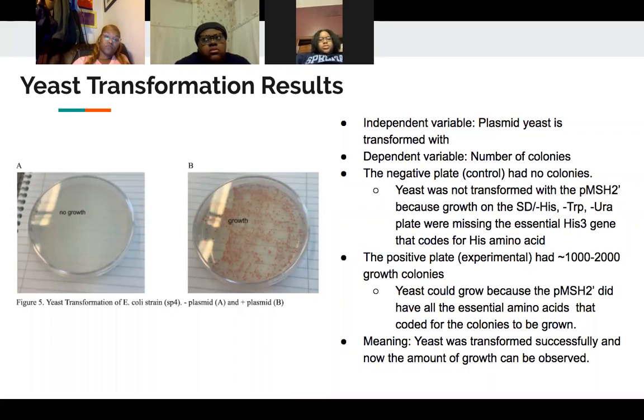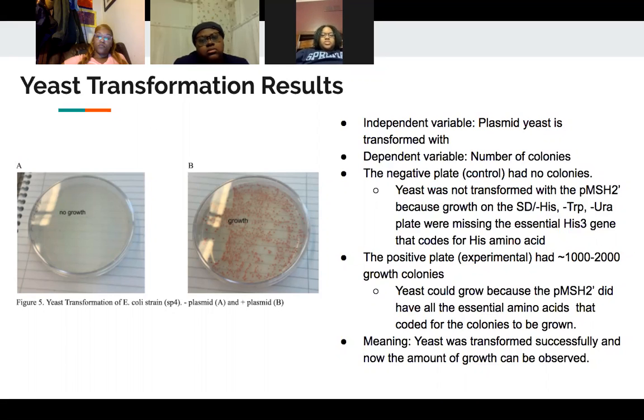The results of this particular part of the experiment include the independent variable being the plasmid the yeast is transformed with, and the dependent variable being the number of colonies. As you can see in our figure, part A shows the negative plasmid and part B shows the positive plasmid. The negative plasmid, which is the control, had no colonies, so the yeast was not transformed with the PMSH2 mutant that we had, because growth on the SD His minus, Trp minus, and Ura minus plate was missing the essential HIS gene that codes for histidine.